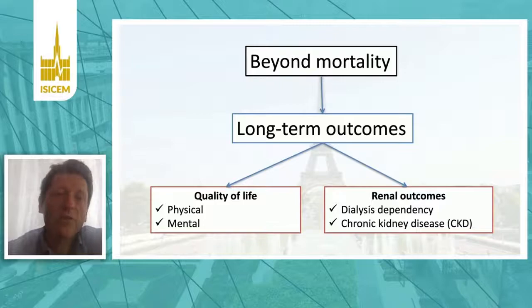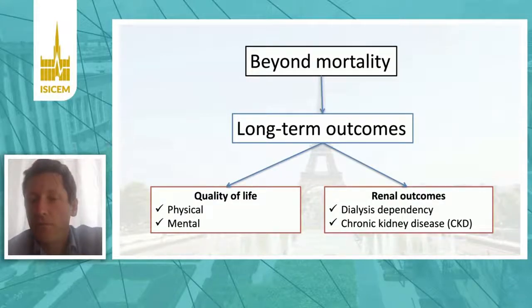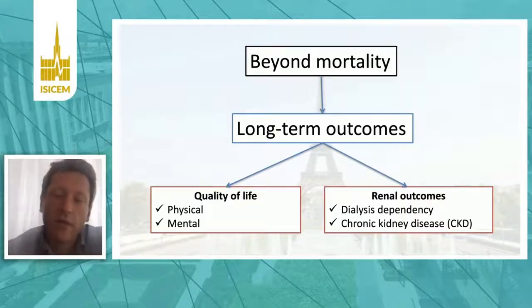However, beyond mortality, we now know that long-term outcomes are very important for our patients in ICU. The quality of life is very important, but in the field of acute kidney injury, the long-term renal outcomes are very important, for example, dialysis dependency and occurrence of chronic kidney disease.